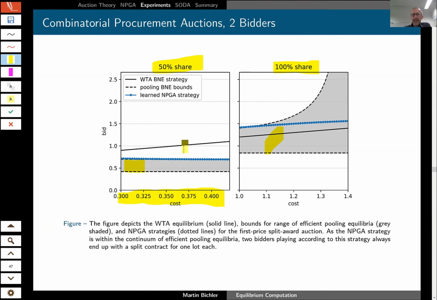So the blue line is the result of NPGA. And as I was telling you, we were quite interested in this scenario because you could think that maybe they only bid on the 50% share, but that would not be in equilibrium, because then there would be opportunities for one of the bidders to deviate. So they need to bid just aggressive enough on the 100% share as well. And here the gray range is again the range of allowable equilibrium strategies, and that's also what we find here. The solid line is the winner-takes-all equilibrium, where they would only bid on the package, which is something they actually don't play, interestingly. So they really go for the payoff maximal one.